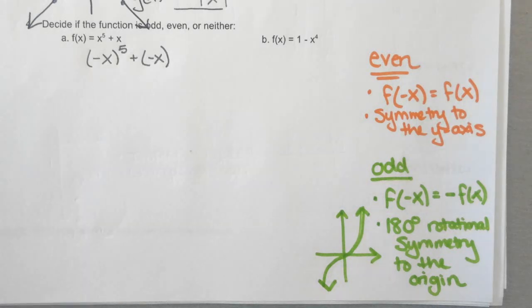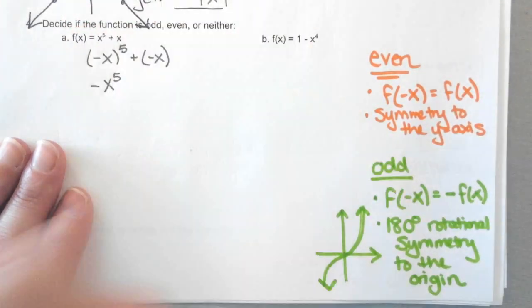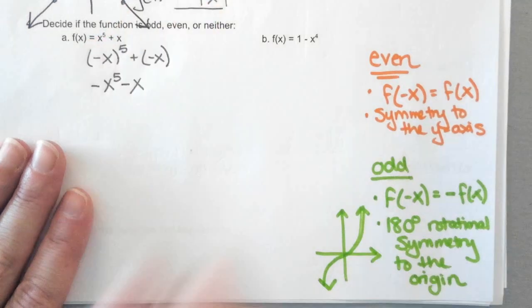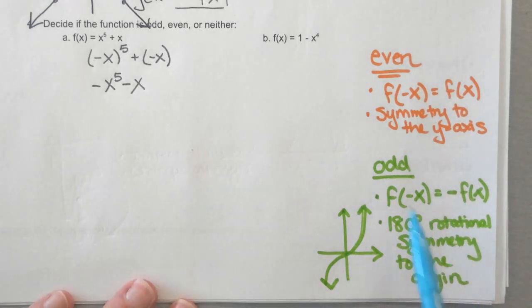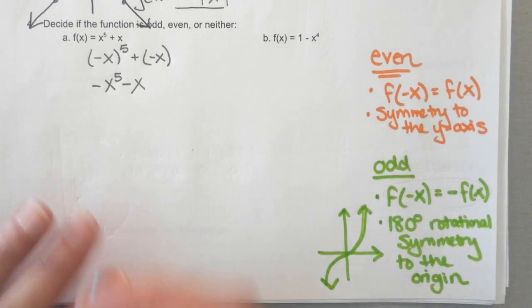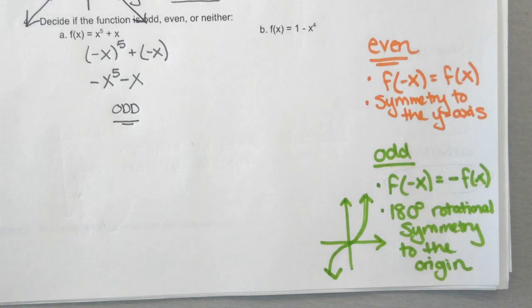All right, negative x to the fifth. How's that going to come out? Negative x to the fifth, right? And then this is going to be negative x. How did your signs change? Did they both change? Yeah. So if they both changed, that's fitting with odd. So this is odd. And if you wanted to double check, you could always put it into your graphing calculator and make sure it looks like it has 180 degree rotational symmetry to the origin.